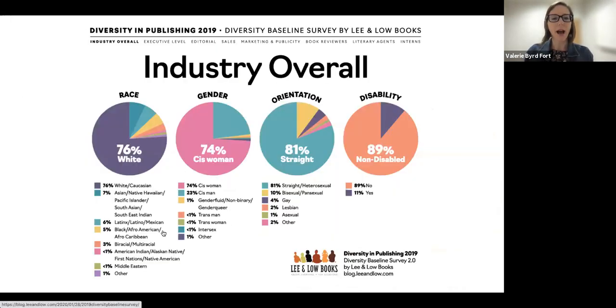So I also have included here publishing statistics. So this is Lee and Low Books, Diversity in Publishing from 2019. And this is the diversity baseline survey.